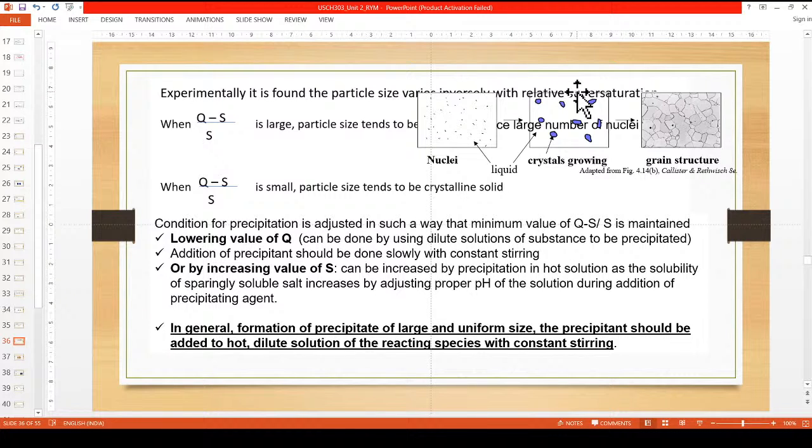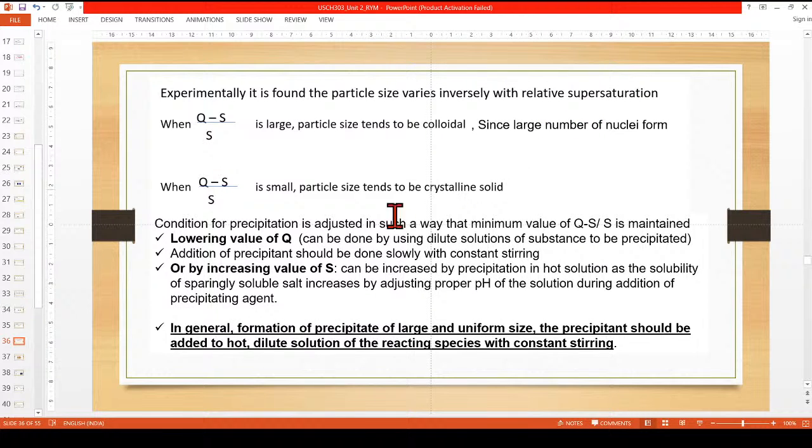Also, according to scientists, (q minus s) upon s, if it is large, then particle size tend to be colloidal. ओके, ये वाला वैल्यू अगर बहुत ज्यादा आया तो आपका पार्टिकल साइज कोलाइडल होता है, मतलब आपको क्या मिलेगा, एमोर्फस सब्सटेंस मिलेगा। क्यों? क्योंकि लार्ज नंबर ऑफ न्यूक्लियाई विल बी देयर, इसलिए आपको एमोर्फस पार्टिकल साइज मिलेगा। That is when (q minus s) upon s is large.